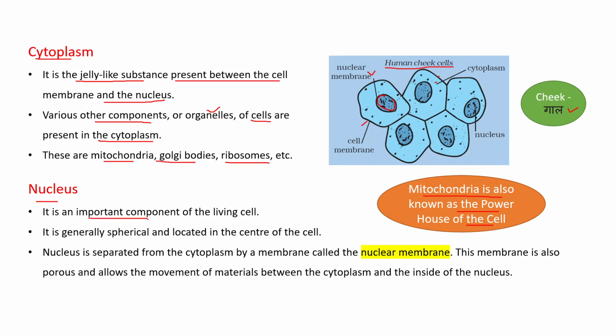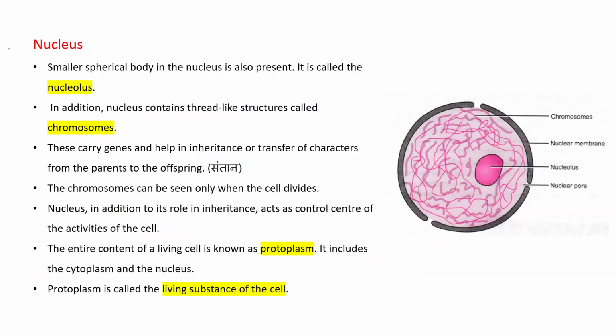Nucleus. It is an important component of the living cell. It is generally spherical and located in the center of the cell. The nucleus is separated from the cytoplasm by a membrane called the nuclear membrane, as we have seen in this diagram. This outer covering of the nucleus is called the nuclear membrane. This membrane is also porous. Porous means having small pores, small holes. These pores allow the movement of materials between the cytoplasm and the inside of the nucleus.